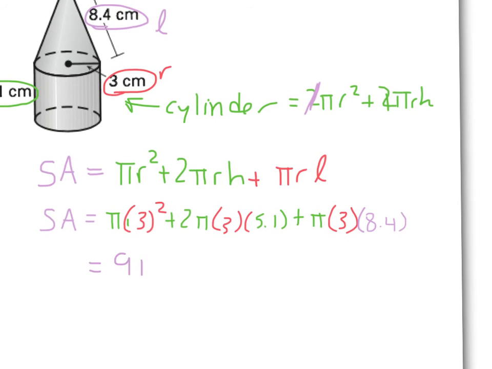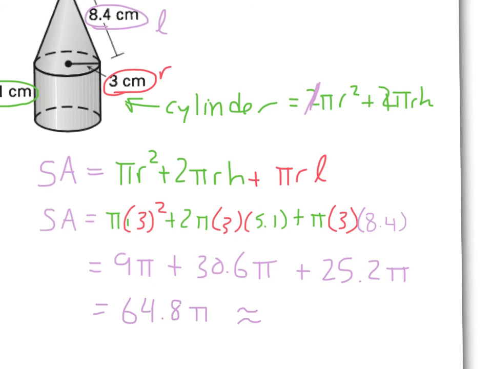So here we get 9 pi plus 30.6 pi plus 25.2 pi equals 64.8 pi, and that will give me approximately 203.6 square centimeters.